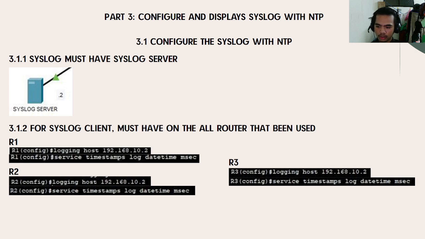So as we can see on R1, logging host 192.168.10.2, service timestamps log datetime msec. For R2, logging host 192.168.10.2, service timestamps log datetime msec. For R3, logging host 192.168.10.2, service timestamps log datetime msec.